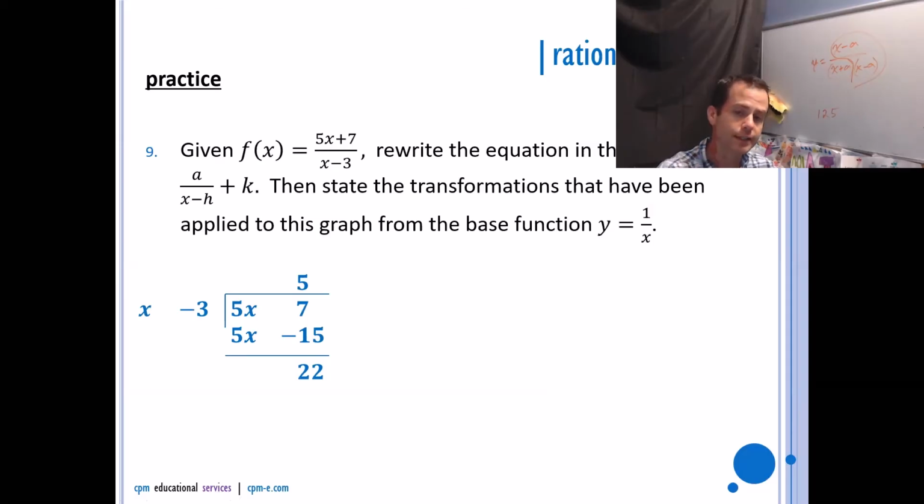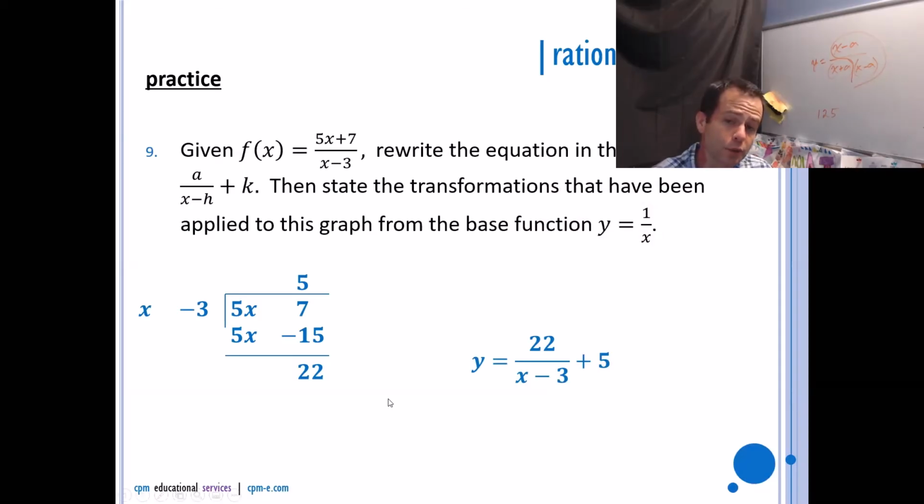So I can write this now as 22 over x minus 3 plus 5. And that is in the form that I was asked for in the first place. So now I know that my a value is 22, my h value is 3, and my k value is 5. Okay, so I could read the transformations based off of that.